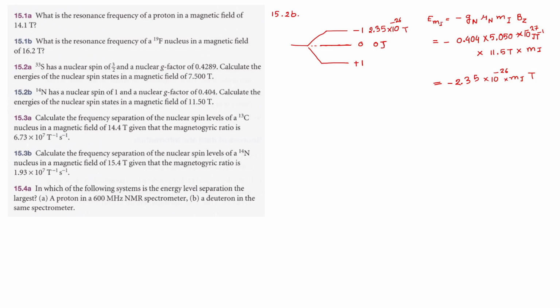Actually, your unit is going to be joule. I'm making a mistake, because your joule per Tesla and this Tesla inverse will cancel and joule will remain, and it will be minus 2.35 into 10 to the power minus 26 joules. Okay, so 15.2b is also done. So let us solve 15.3.